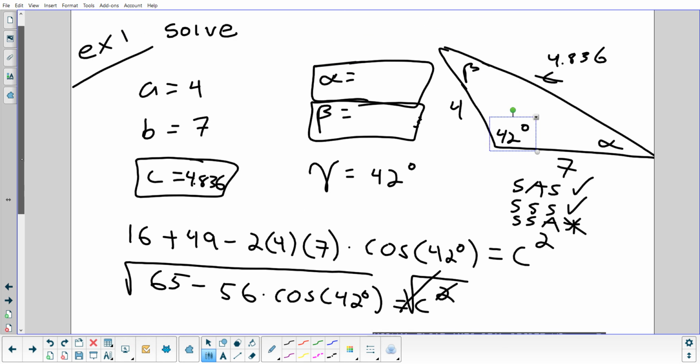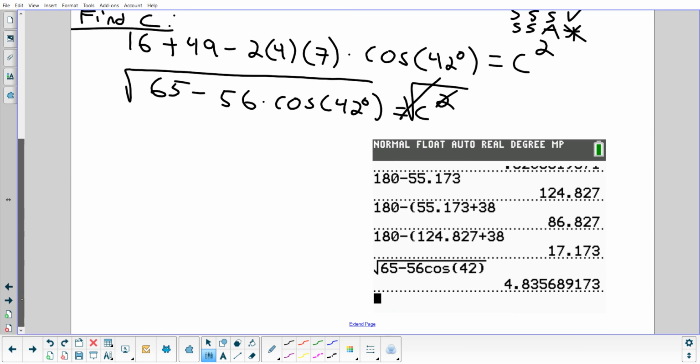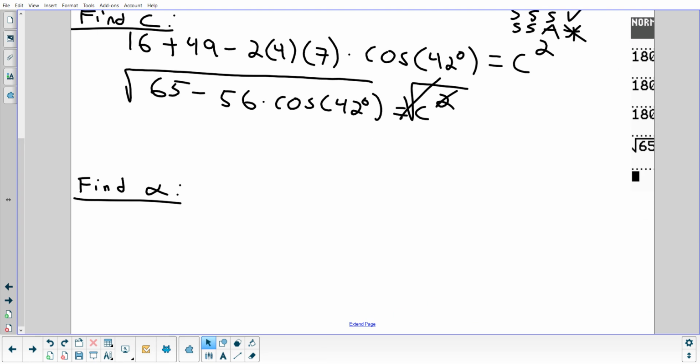Okay, so that was C. Let me just label this. This was to find C. Now, it doesn't matter. Do you want to do alpha or beta? Alpha. Okay, so let's find alpha. I'm going to move this out of the way. And let's just write the formula down first so we don't forget what it is. Can someone remind me, what's my law of cosines that has alpha as the angle?